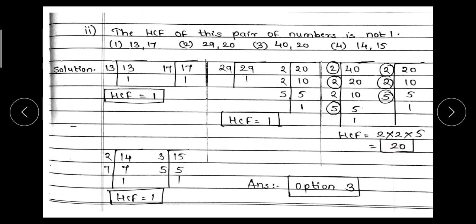And if we see, these three pairs have got HCF 1. So your answer is option 3. This pair of numbers, the HCF is not 1. So your answer is option 3.